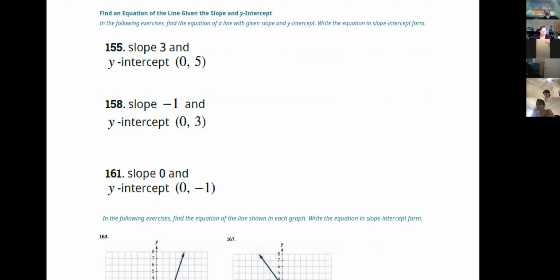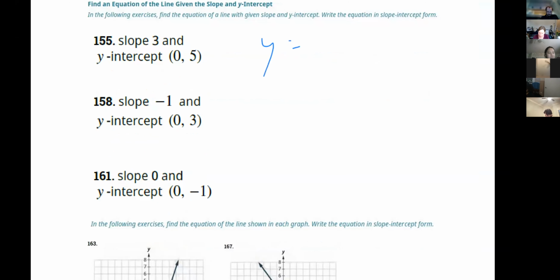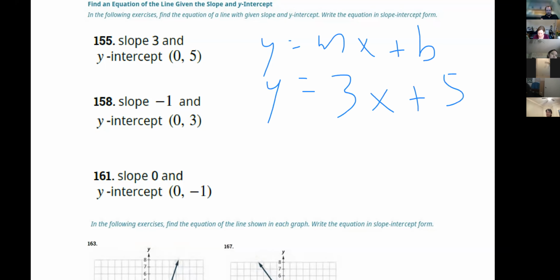Did y'all get 155? I think so. What'd you do? I followed the, what is it called? The formula. And I just plugged in the numbers. I put y equals 3x plus 5. You know what that means? That means you did it right. Okay. Yeah, that's it.